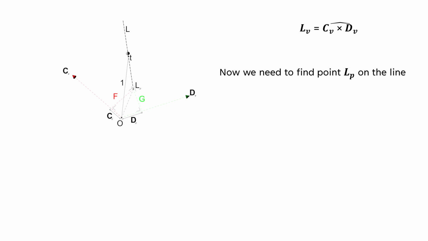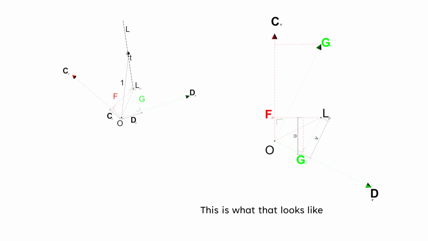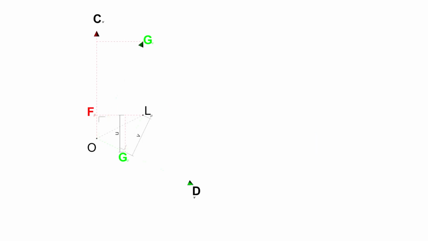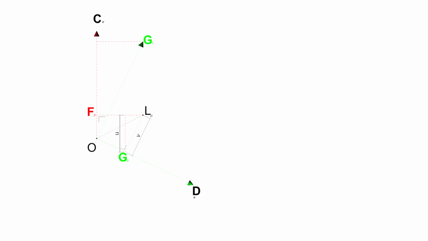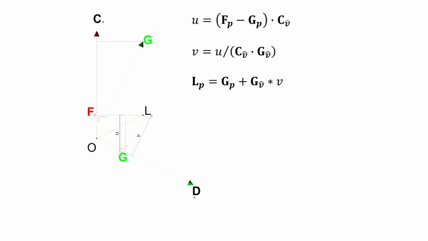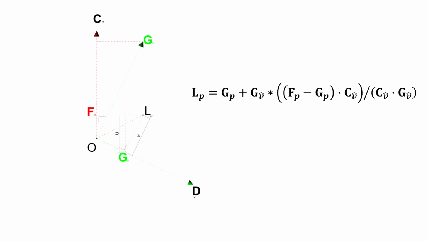Now we need to find a point on that line. We are going to look perpendicular to the line to see what is going on. A plane has a single point that is the nearest to the origin. We can find that point by multiplying the normal vector of the plane by the distance of the plane. Now we can calculate distance u, and we can calculate distance v, and then we can calculate point P. And we can substitute u and v in to get a new formula.